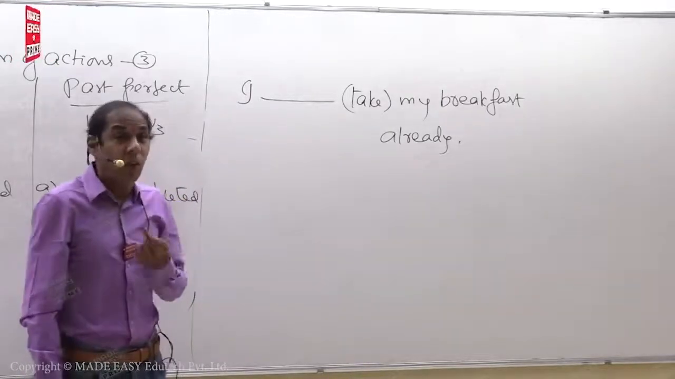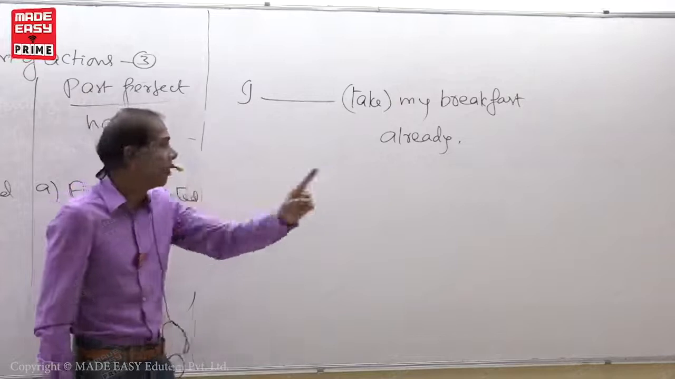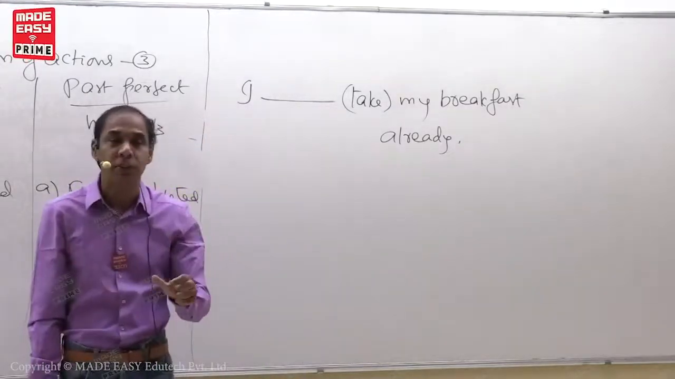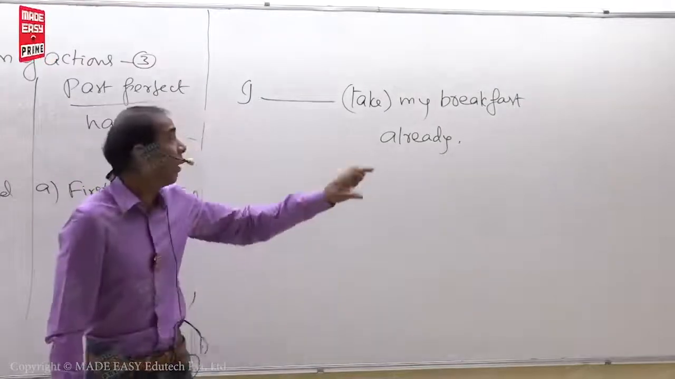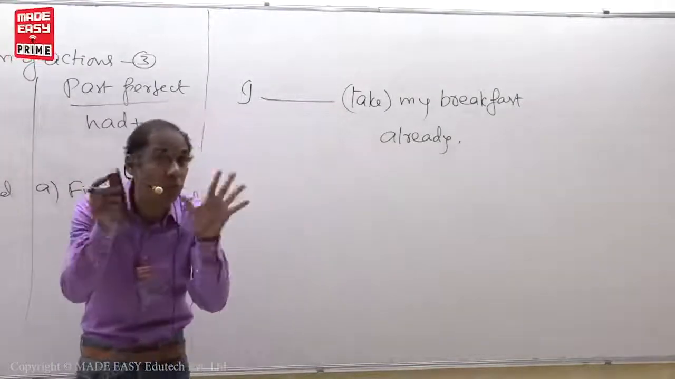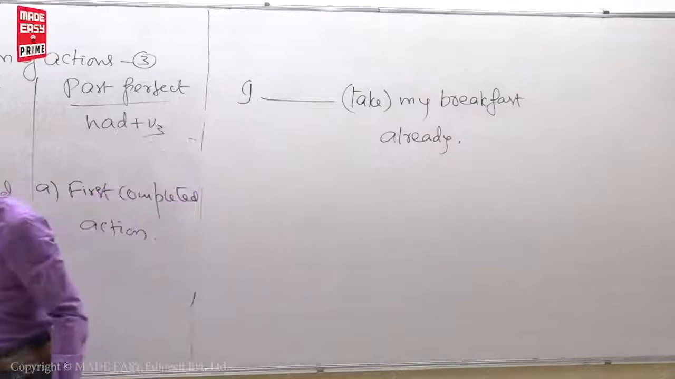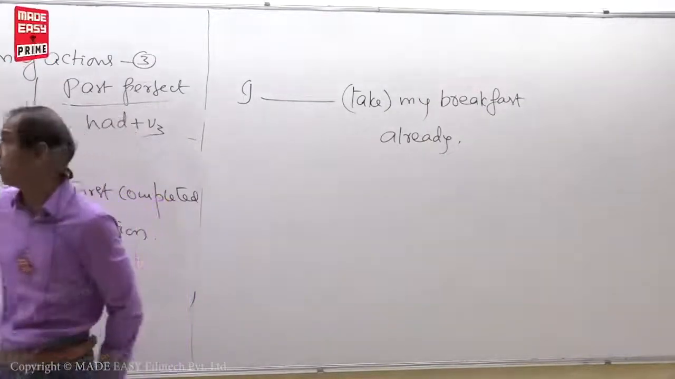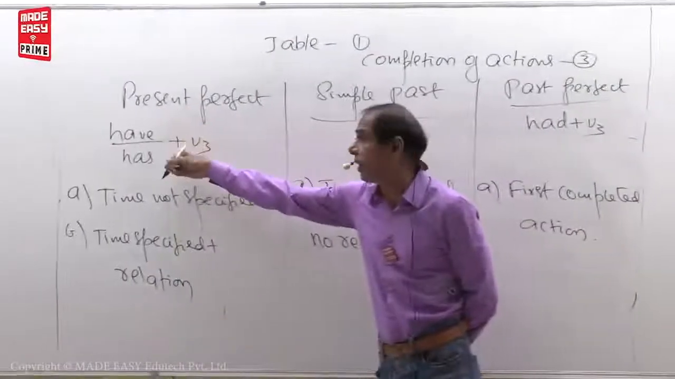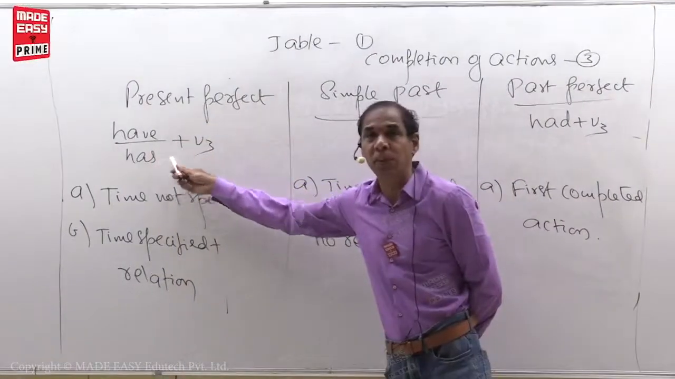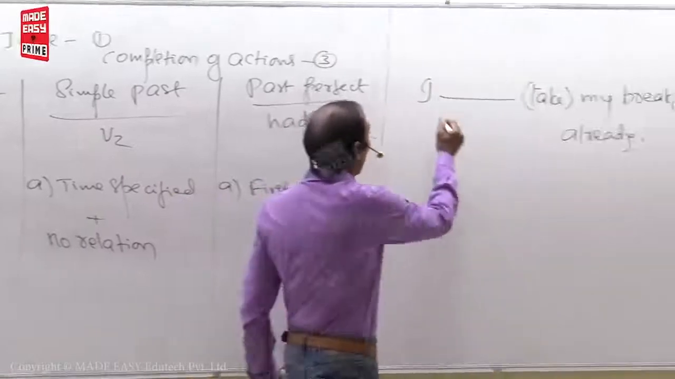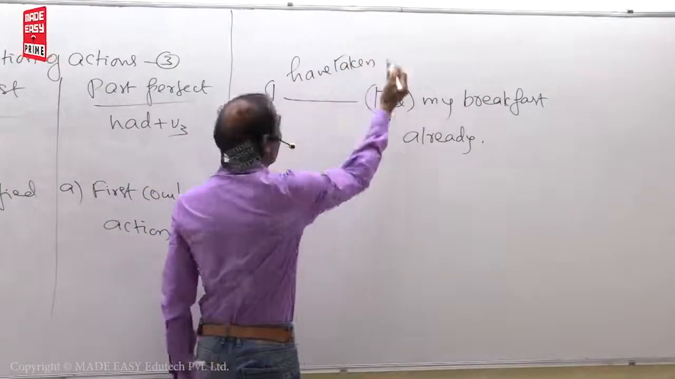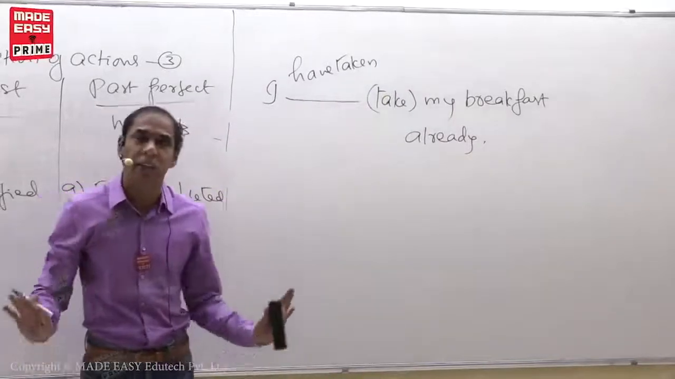But when I took my breakfast, I'm not specifying time. So, my dear students, if you want to express completion of actions without specification of time, then what is the tense we have to use? Present perfect tense. Have or has plus V3. I have taken. That's it.